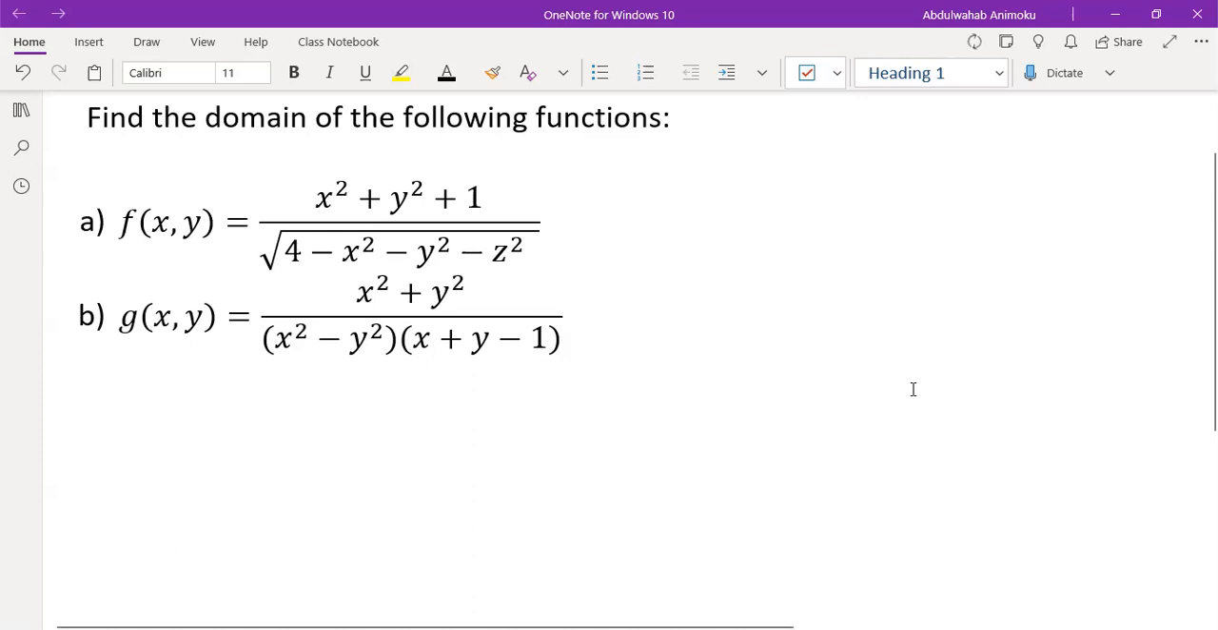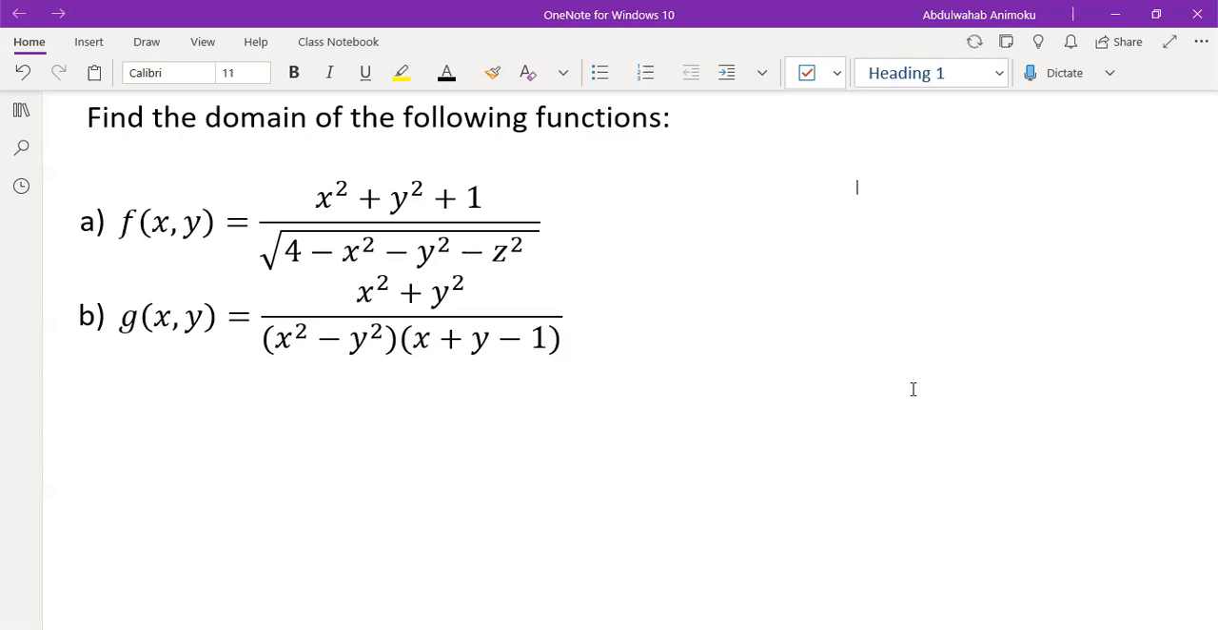In today's video, we're going to look at how to find the domain of the following functions. So these are functions of two variables and we're trying to find what the domain of these functions are. Okay, so let's just get started on the first one.